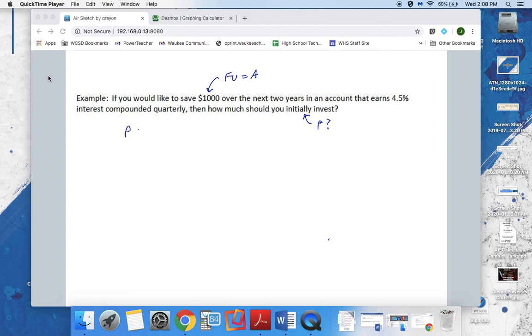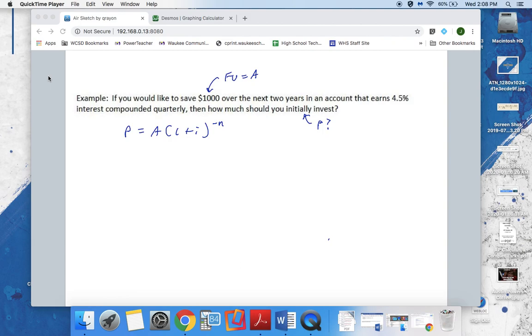So our P is A times 1 plus i to the negative n. Okay, you have to pardon the cat. He wants some attention right now, don't you, kitty cat? Yeah, you do. Okay, I got to get back to work here.